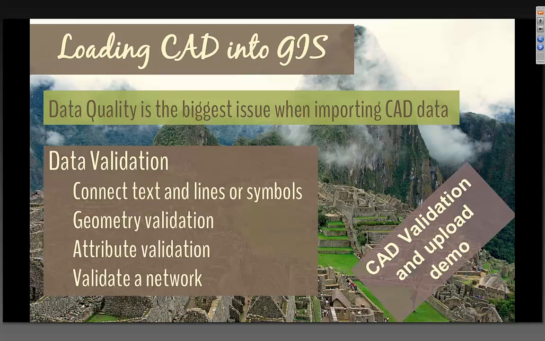But the key part to loading data, CAD data especially, into GIS is the validation. So often that includes connecting text and or annotations in the CAD data to line work or symbols. Geometry validation, you can use the geometry validator, attribute validation, and you can also validate network data, and we're going to have a look at that in a separate demo today. So that's an example waiting to be looked at for loading CAD data into GIS. Very big part of, I think, our Smallworld users doing that.